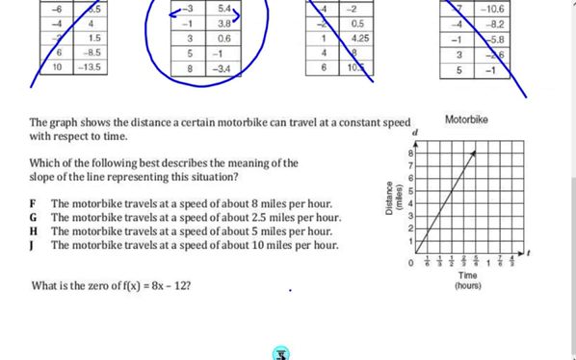Alright, this next one is really great too. It's talking about a motorbike, and it's talking about him traveling at a constant speed. Okay, and which of the following best describes the situation or the slope of this line? So we're talking about what speed the motorcycle is traveling. So this one's kind of a good one. We could figure out the actual rate if we wanted to.